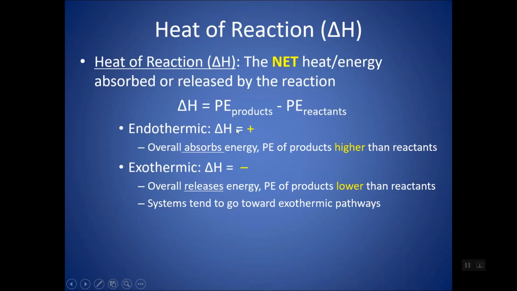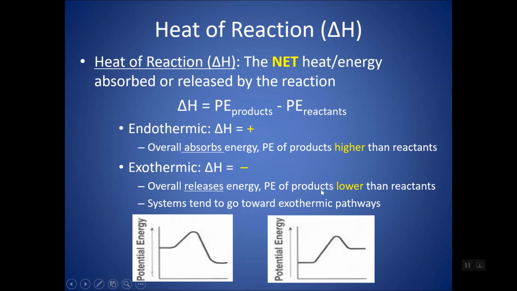Overall, the reaction will be endothermic if delta H is positive because it'll overall absorb energy. The products will be higher than the reactants in my diagram. And overall will be exothermic if delta H is negative, if overall the system releases energy, and the products will be lower than the reactants. So take a moment, look at these two diagrams and figure out which one is showing an endothermic reaction and which one is showing an exothermic reaction.